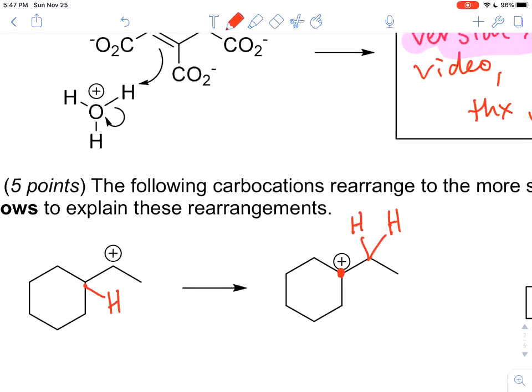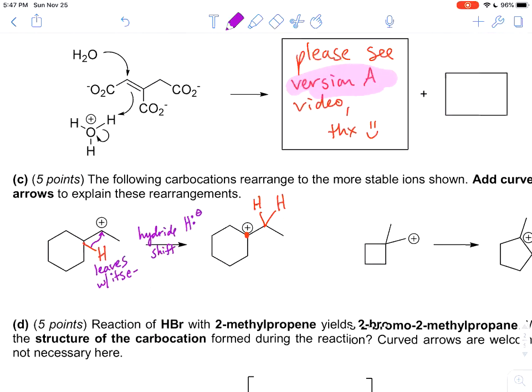Very important to start that arrow at the bond and end at the carbon of the carbocation. This is referred to as a hydride shift. A hydride is a hydrogen with its two electrons. That ion doesn't really exist to a big extent. It's typically liberated in another way, just like this, where the hydrogen leaves and takes its electrons with it. That's the first carbocation rearrangement via hydride shift.